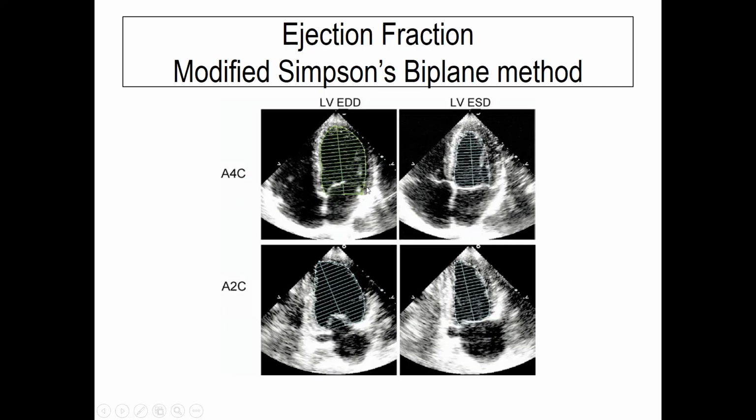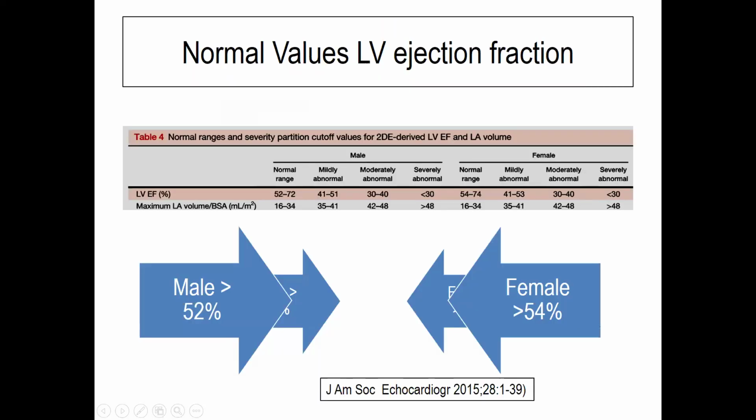Simpson's is area length method. And when we modify the Simpson's area length method to multiple discs, as if we are putting one carom board on another and calculating the volume of each individual carom board, those discs, so that we get a total LV systolic ejection fraction. So the method in 2025 that we use is modified Simpson's biplane method for calculation of ejection fraction.